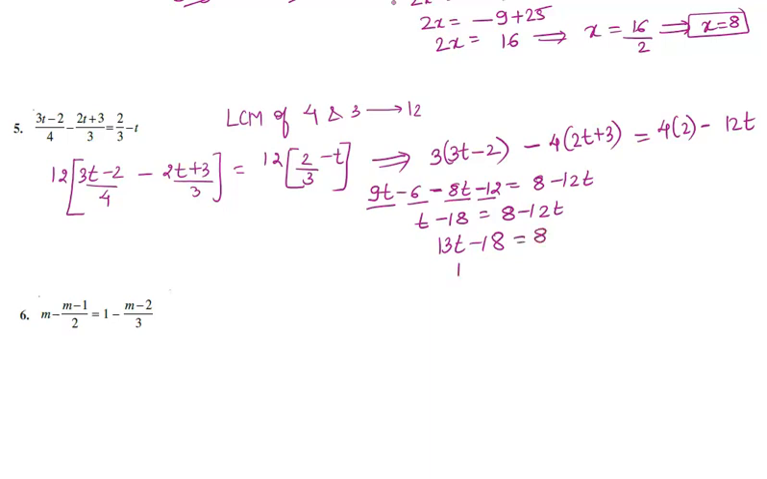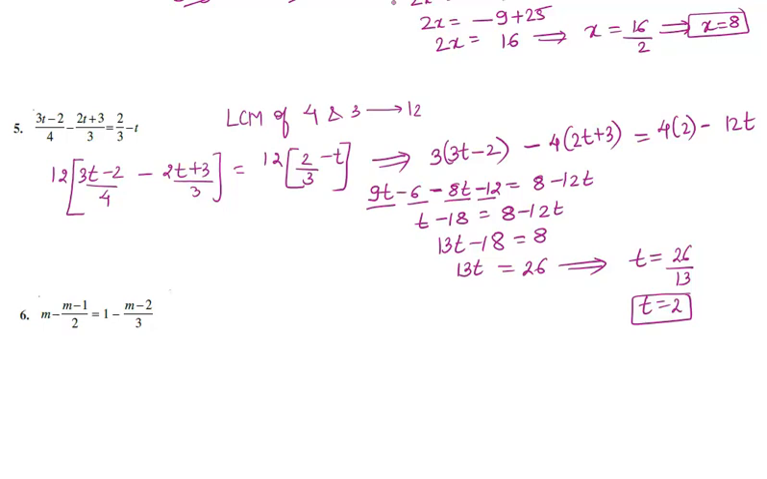Now let us add 18 on both the sides. So on the left we have 13t, on the right we will get 8 plus 18 which is 26. And then let us divide by 13 on both the sides. So we get the answer as 26 over 13, which is t equals 2.